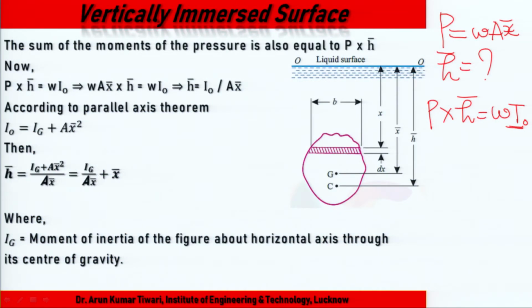What is A x bar? This is the first moment. So in place of capital P, we can say gamma or W A x bar into h bar must be equal to I naught. We can calculate I naught in terms of the moment of inertia, and the W cancels out.